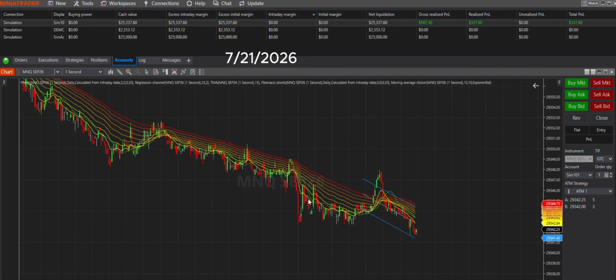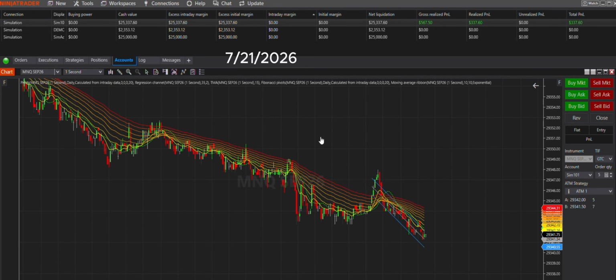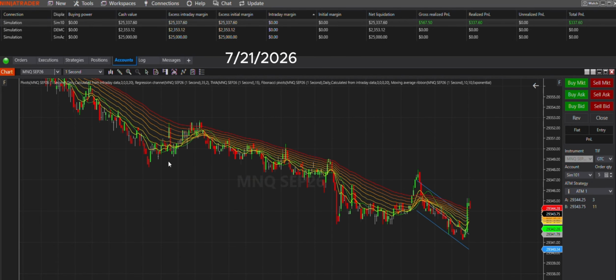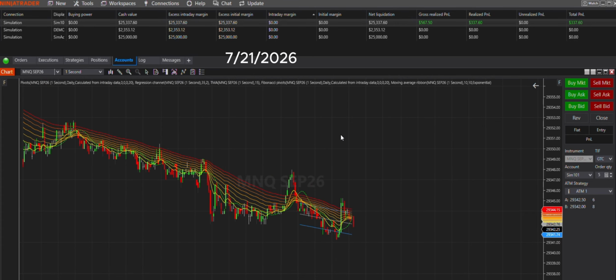So for now, all I'm doing is scalping. Once I hit that 500, then we'll move forward with taking swings. The swings will be, if it's below all these lines, I'm going to be shorting. If it's above all the lines, I'm going to be going uptrend. And let's see which method works best, scalping or swings.